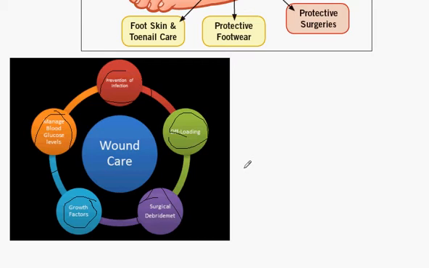So four points to treat the diabetic foot: control blood sugar, the basal wound care, debridement of the surgery, and so on, the assessment of the vascularity of the patient, okay, and then antibiotics. This is briefly how to deal with a patient with diabetic foot.